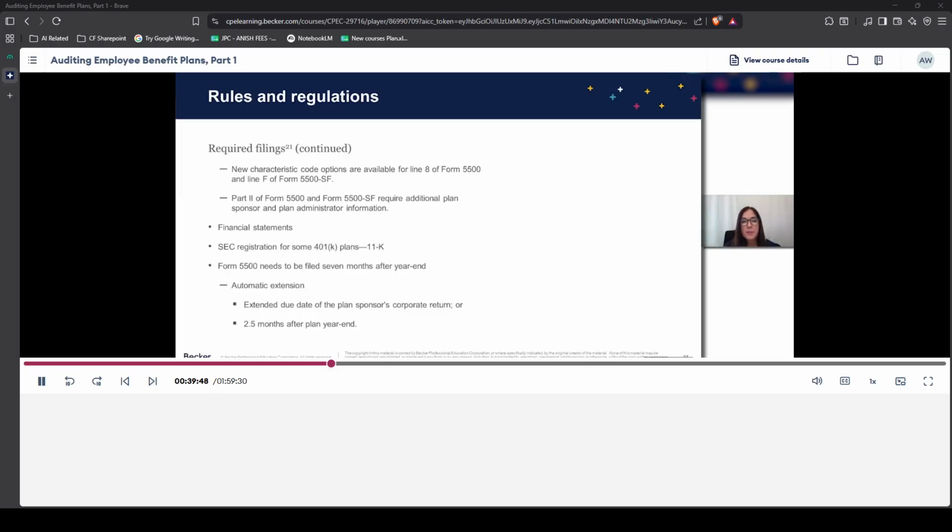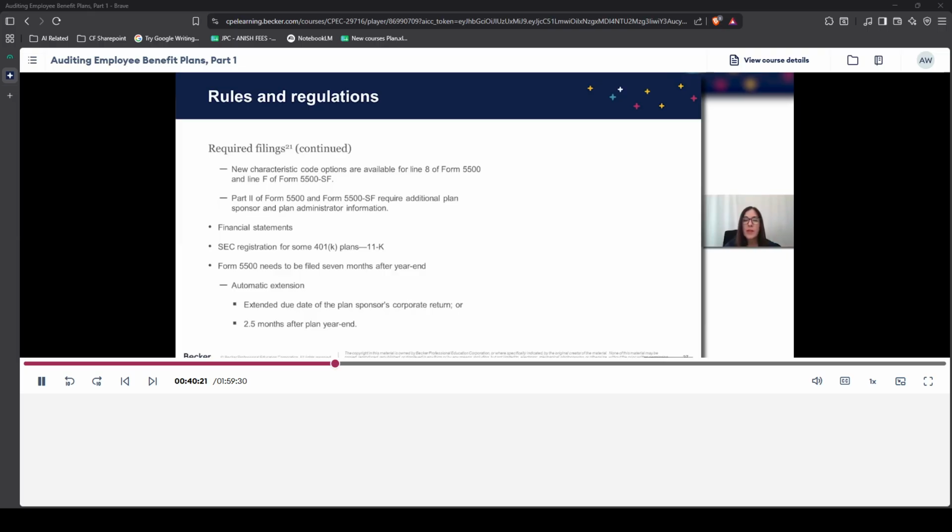The first, which is generally what I would recommend to all of my clients, is that they file the Form 5558 by the original filing deadline. So in our example, for a calendar year-end plan, the original filing deadline is July 31st. If they file the 5558 by July 31st, then the filing is extended for 2.5 months. So now the extended due date would be October 15th.